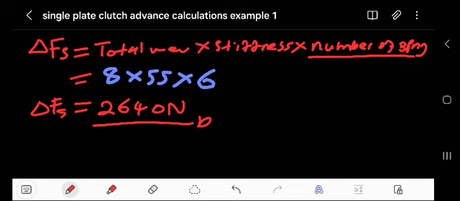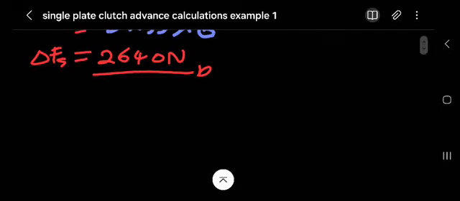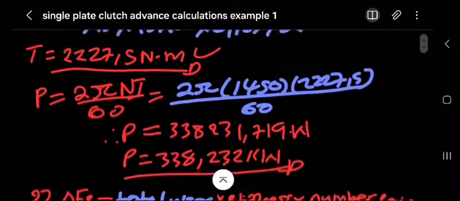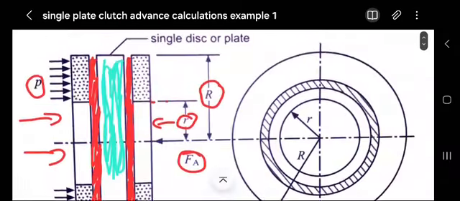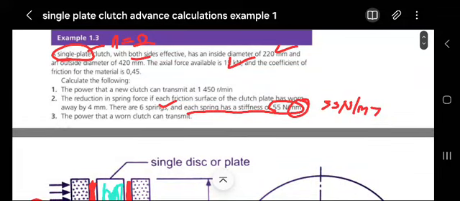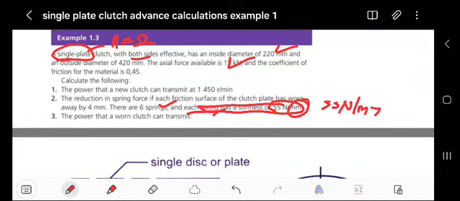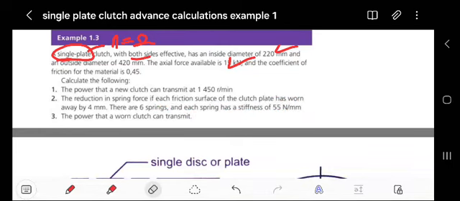See, that will be Newton. Simply just Newton. It's a force, isn't it? Changing for spring. Then, yeah, we got that. So we're done with this number 2.